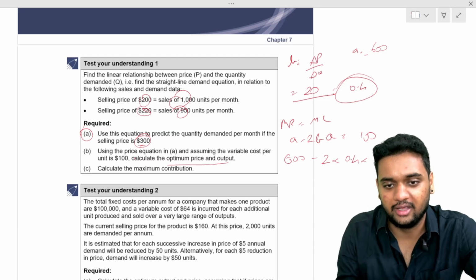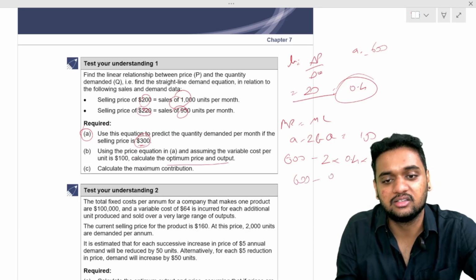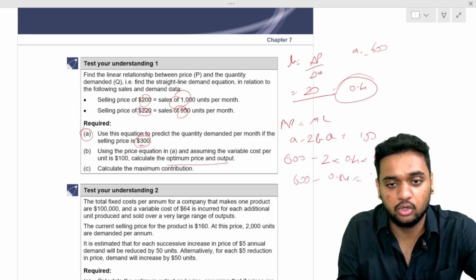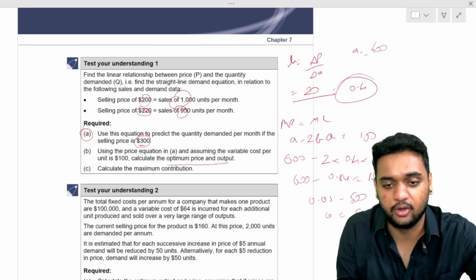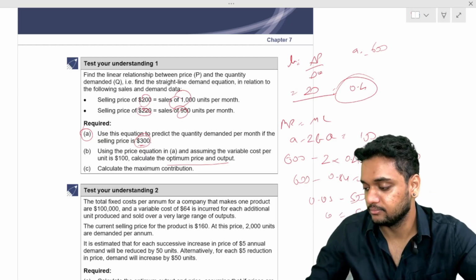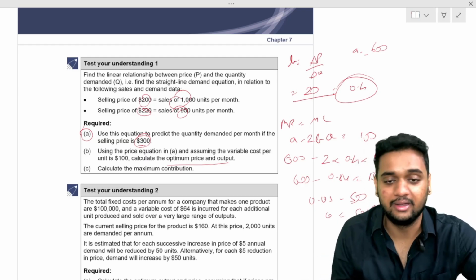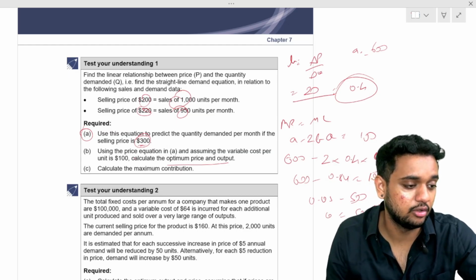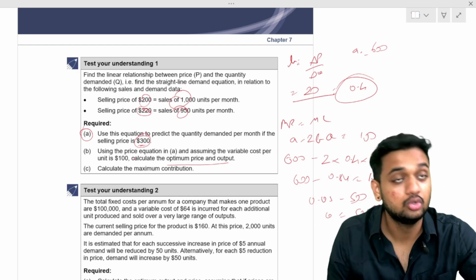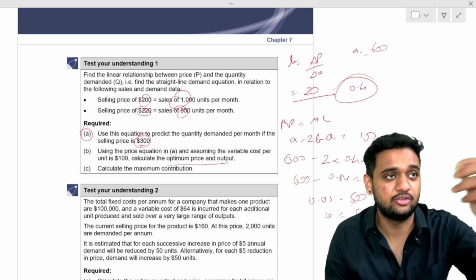Okay. So if you take that side, 600 minus 0.8 Q is equal to MC, 100. 0.8 Q is equal to 500. Q is equal to 500 divided by 0.8. What will you get? You will get 625. 625 is the optimum quantity you have to sell. But what price should you keep?